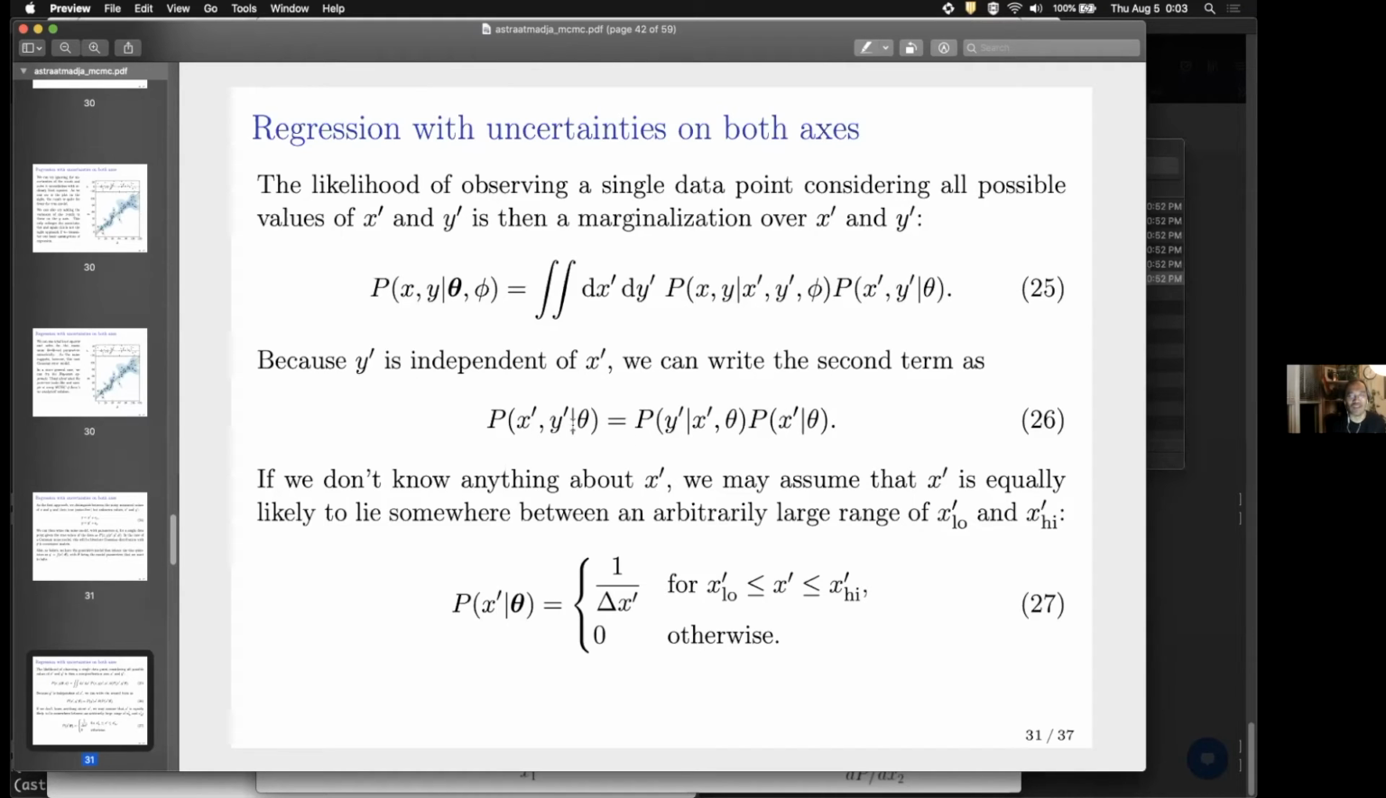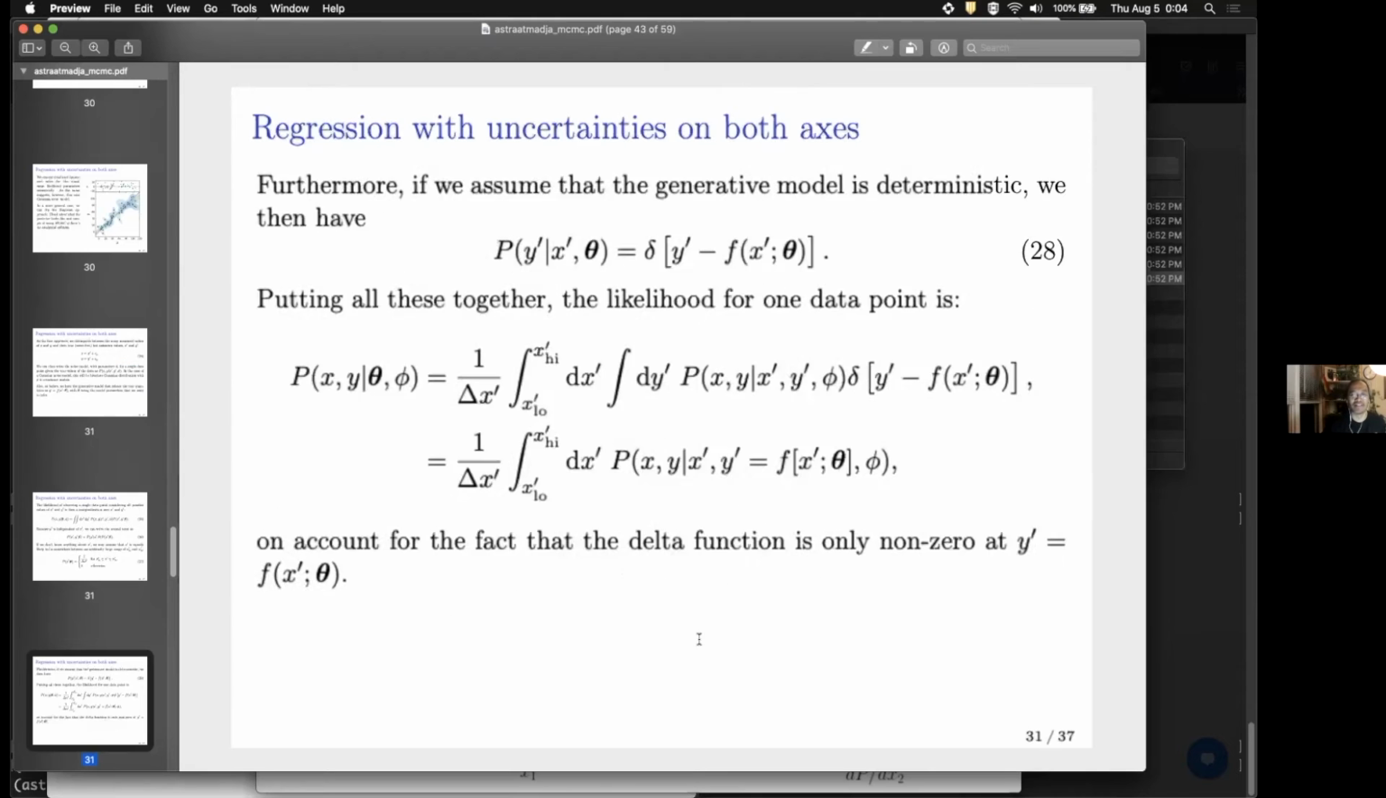Now, because y is independent of x in a probabilistic sense, we can separate them. What is the probability of y given x, and what is the prior for x? Again, here we don't know anything about the true value of x, where it might lie, so we can assume a uniform distribution, and we can just say it's somewhere in an arbitrarily very large range between these two values. So the probability is uniform between this range and 0 otherwise.